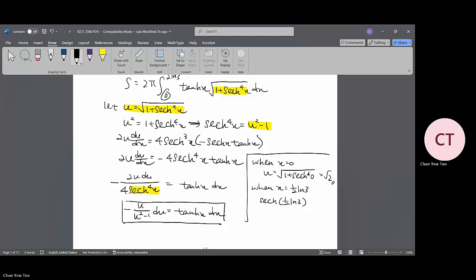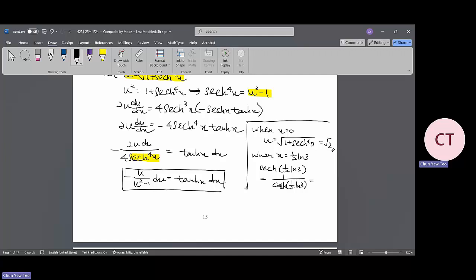Sec of half ln 3, you can get it as 1 over cos of half ln 3. Direct press from the calculator, it will be a bit troublesome. This one we need some time to press out, unless your calculator can give you the exact value. If not, then it will be a problem for us. So this one we need to work out carefully.